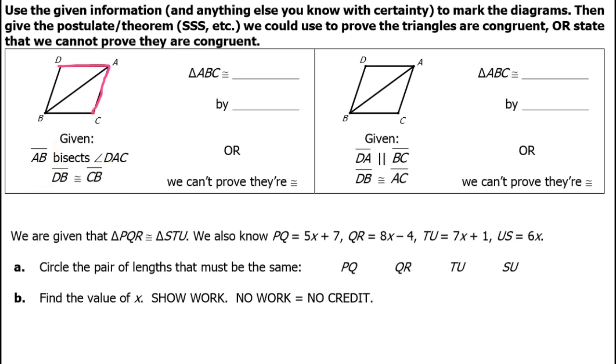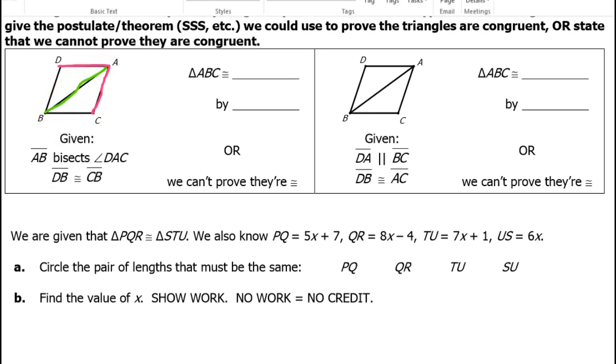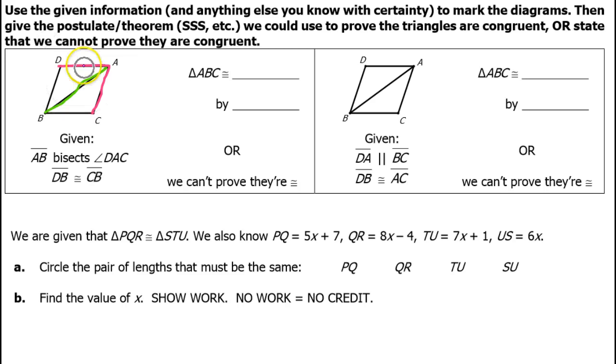And AB bisects that. All right, so this is the angle bisector, which means that it is split into two equal parts. So those angles are going to be congruent. Okay, we are also given that DB is congruent to CB. And we also know that the shared side is going to be equal for both.